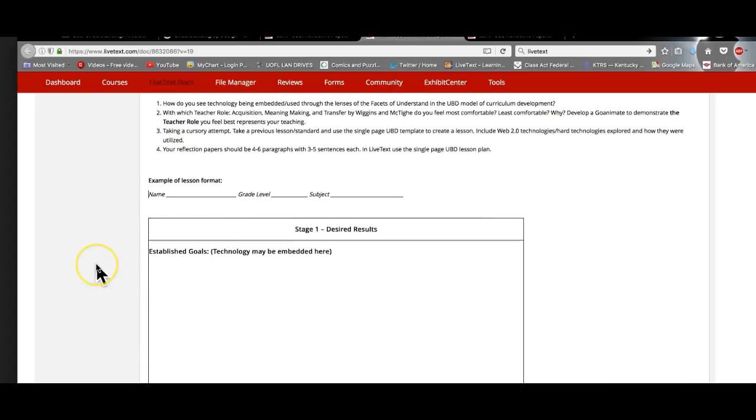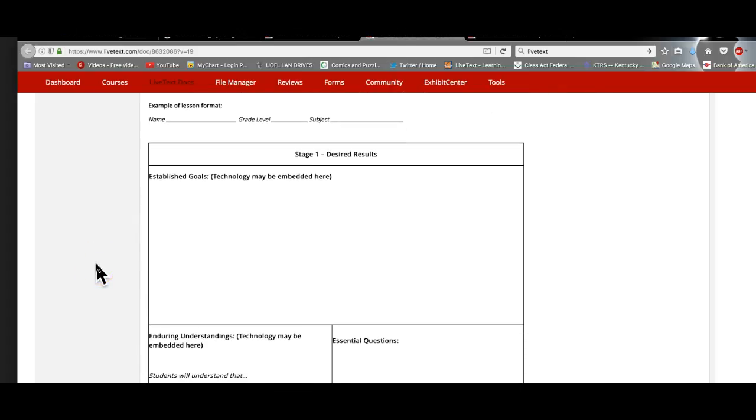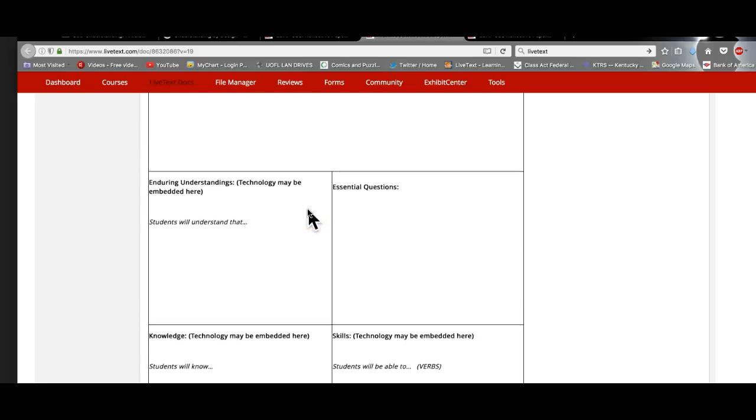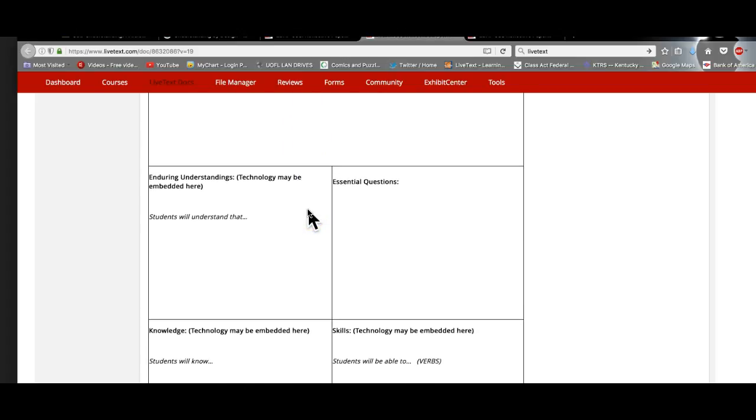Let's look at what we have here. So we have here the goal. What is it? Where are we headed? Where's the journey end? Now notice that I have in here in parentheses, technology may be embedded here. Please, please, please pay attention to the second word, may. You don't have to put technology anywhere, just somewhere where it makes sense. So we start here. And then, if you think back on that little exercise we just did, you have your students will understand that.